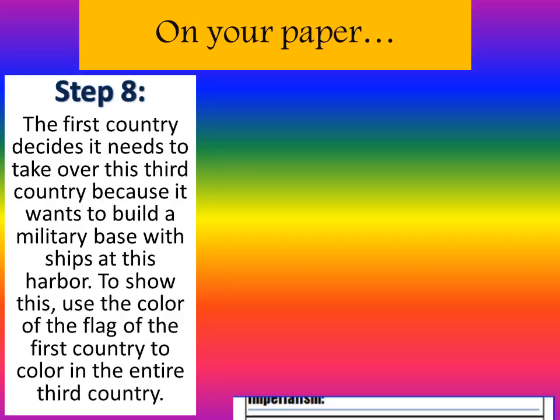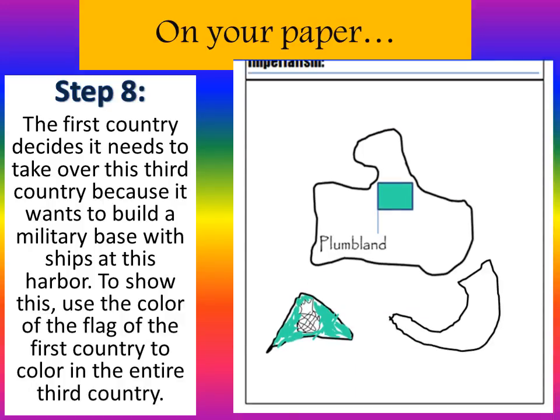Okay, step 8. The first country decides it needs to take over the third country because it wants to build a military base with ships at this harbor. To show this, use the color of the flag of the first country to color in the entire third country. Okay?